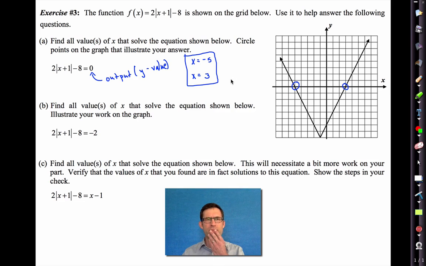All right. Take a look at B. It says find all values of x that solve the equation shown below. Okay, so same thing, but now we want to figure out where the output is equal to negative 2. See if you can figure that out. What x values give us an output equal to negative 2?